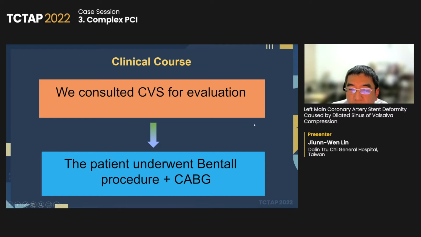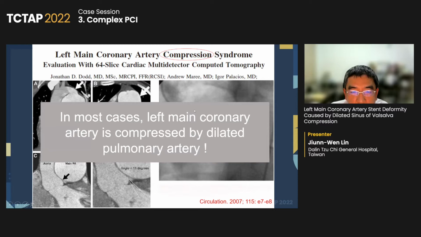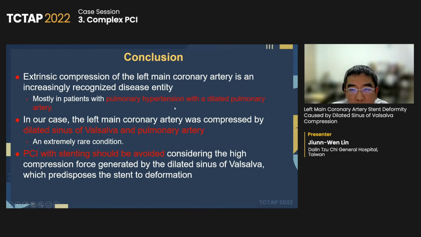External compression of the left main coronary artery is increasingly recognized as a disease entity, but mostly in patients with pulmonary hypertension and dilated pulmonary artery. In our case, the left main coronary artery was compressed by a dilated sinus of Valsalva, an extremely rare condition. PCI with stenting should be avoided, considering the high compression force generated by the dilated sinus of Valsalva. This may predispose the stent to deformation.